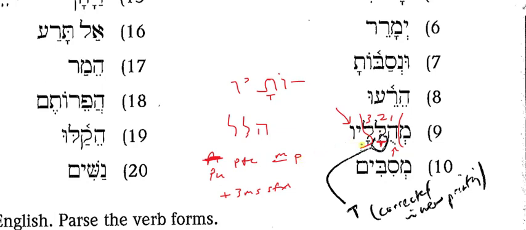Okay? Now, parsing it's one thing. Translating it is entirely different, especially when you have absolutely no context here. So let's not translate the pronominal suffix. Let's just think about how to translate the participle by itself, okay? What does halal mean in the piel?